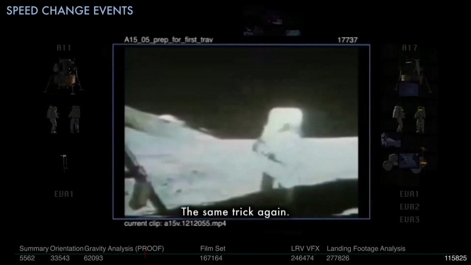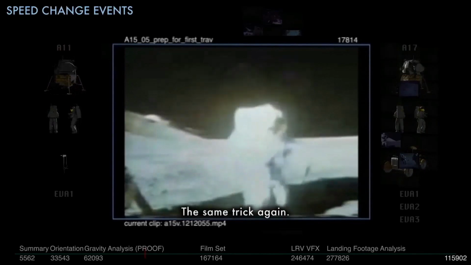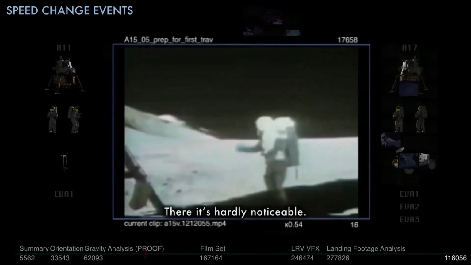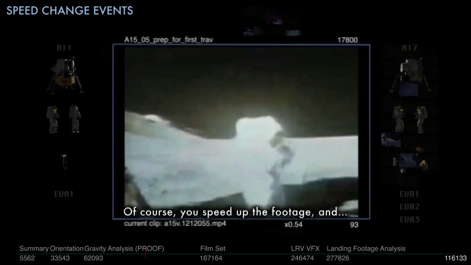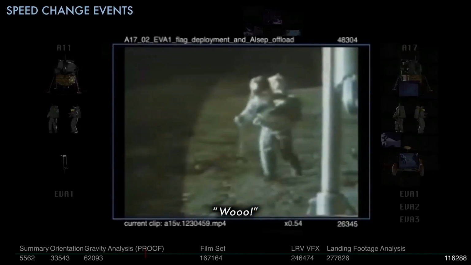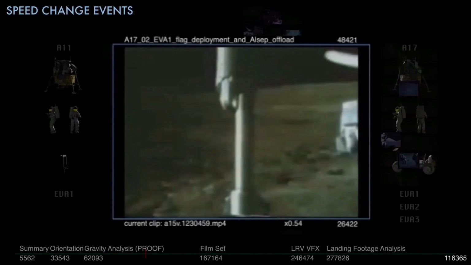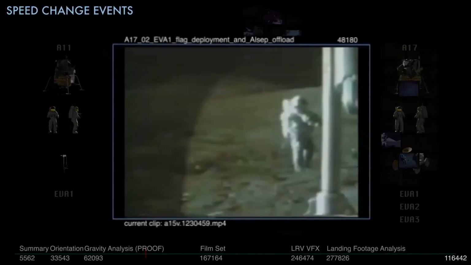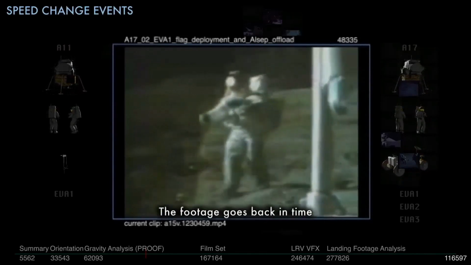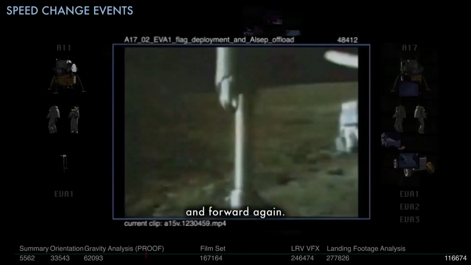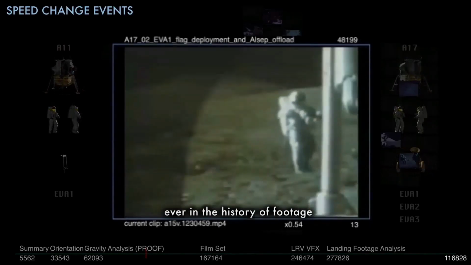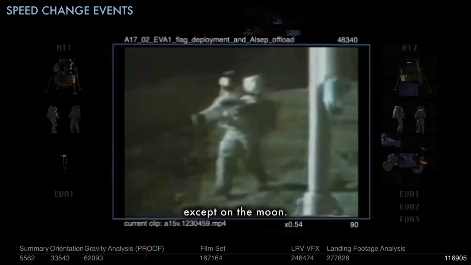Here's the same trick again. More than a few times, they thought it was necessary. There, it's hardly noticeable. Of course, you speed up the footage and, whoa! He starts out slow, and then he just takes off. There's that stuttery look again, somehow going back in time and forward again. I don't think that happened in any legitimate footage, ever in the history of footage, except for on the moon.